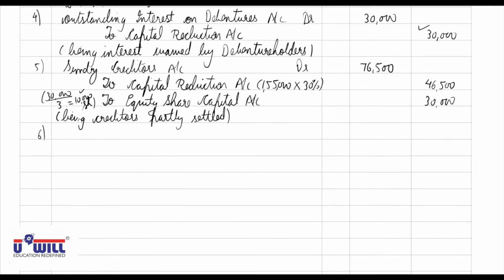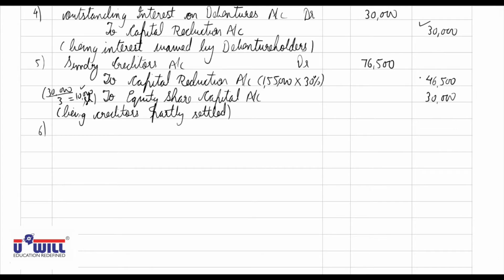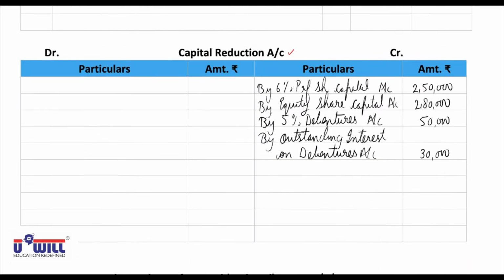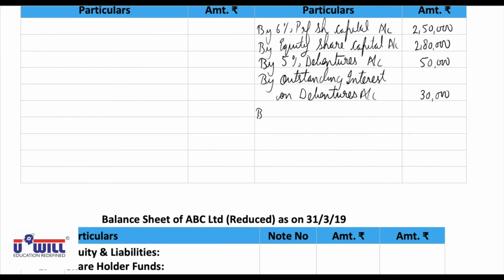Now to capital deduction. So capital deduction credit side 46,500, opposite account by sundry creditors account. Okay, capital deduction credit side by sundry creditors account, amount would be 46,500.